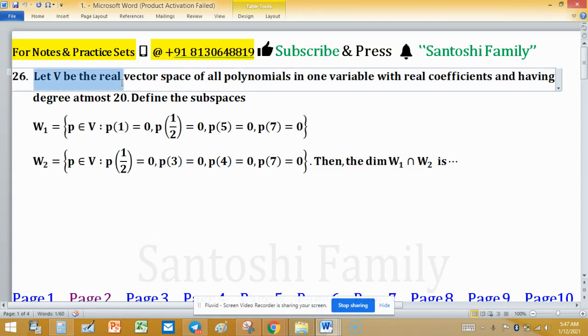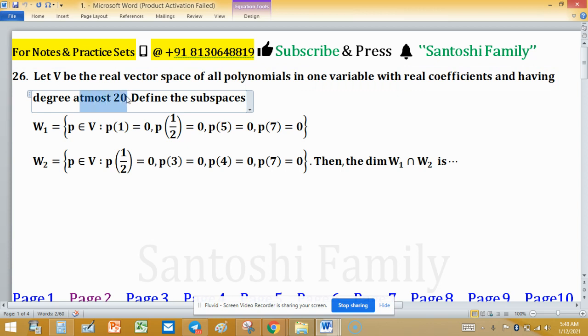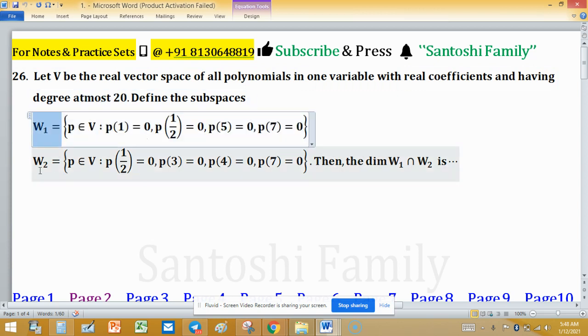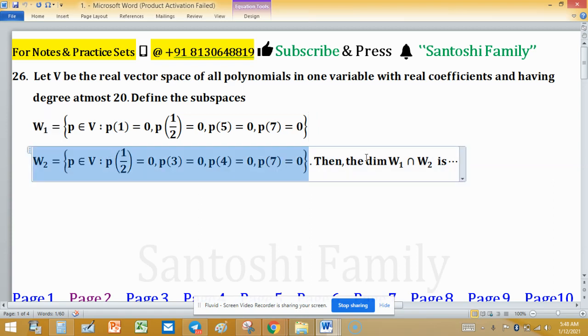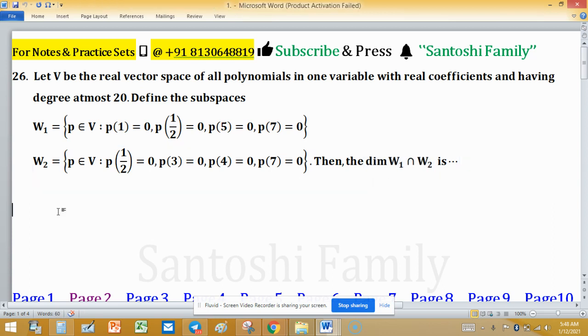Let V be the real vector space of all polynomials in one variable with real coefficients and having degree at most 20. Define the subspaces W1 by this set and W2 by this set. Then the dimension of the intersection of these two subspaces is. This type of problem is asked in NET, a numerical answer type problem.